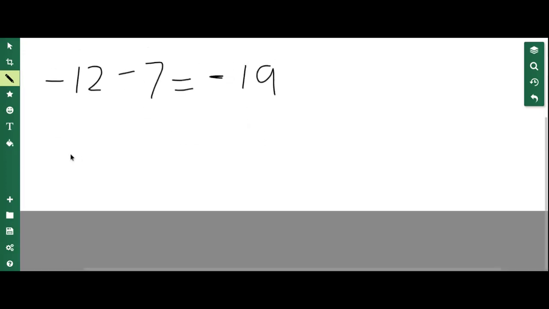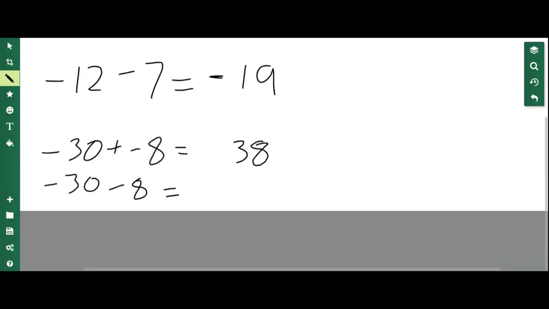Let's look at this same thing. -30 plus -8, right? We're going to add the two and then keep the sign. Or it could also be written as -30 minus 8. Add them and then we keep the same sign. So if I ask for 30 bucks and then I ask for $8 again, I owe you a total of $38. So I'm at a negative. I owe you 38 bucks.